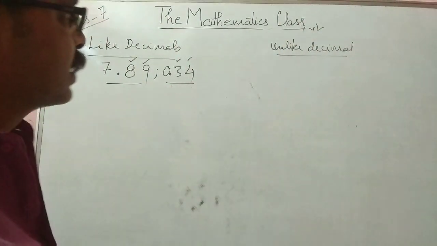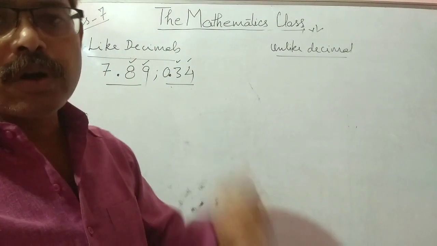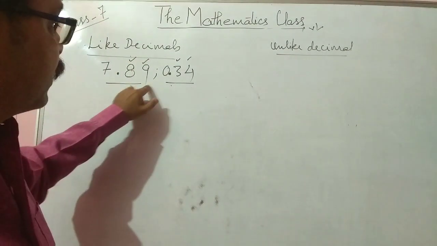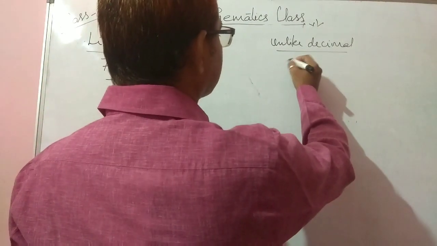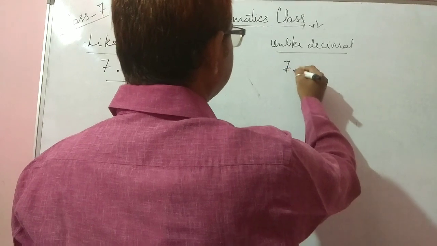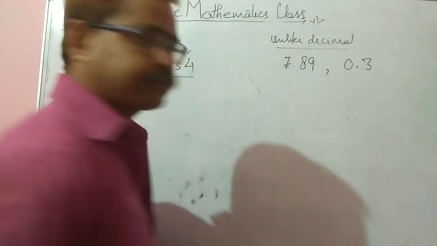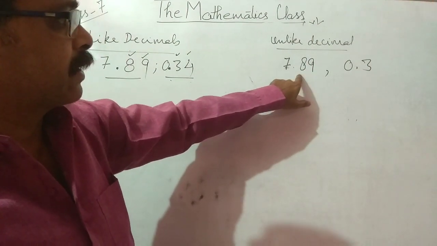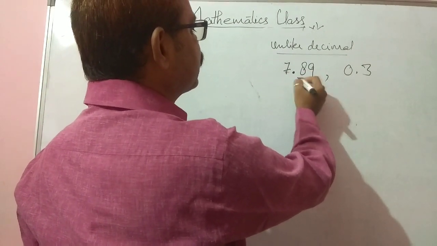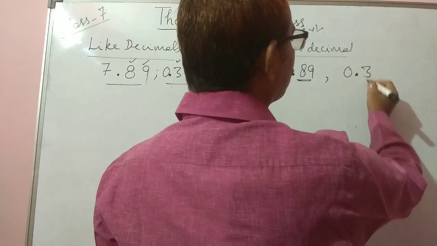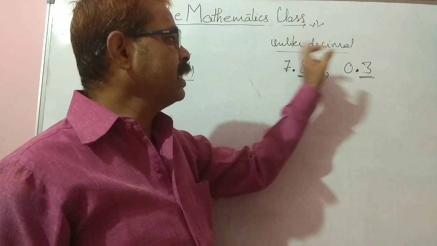Now let's take unlike decimals. It's very clear from the word, from the heading only. Unlike decimals means if they do not have the same number of digits after the decimal, they will be known as unlike decimals. Suppose I say 7.89 and 0.3. So 7.89 has 2 digits after the decimal, but here we have only 1 digit after the decimal. So these will be known as unlike decimals.